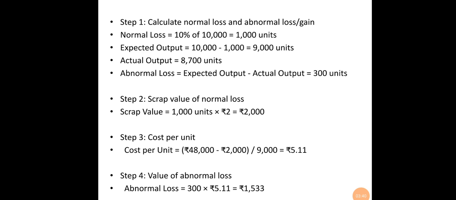Then in step 2 we have to find the scrap value of normal loss. Scrap value is equal to 1,000 units into rupees 2, that is equal to 2,000 rupees. Step 3 is the cost per unit. Cost per unit is equal to 48,000 rupees minus 2,000, divided by 9,000. That's equal to rupees 5.11. Step 4 is the value of abnormal loss. Abnormal loss is equal to 300 into rupees 5.11. That is equal to rupees 1,533 of abnormal loss.